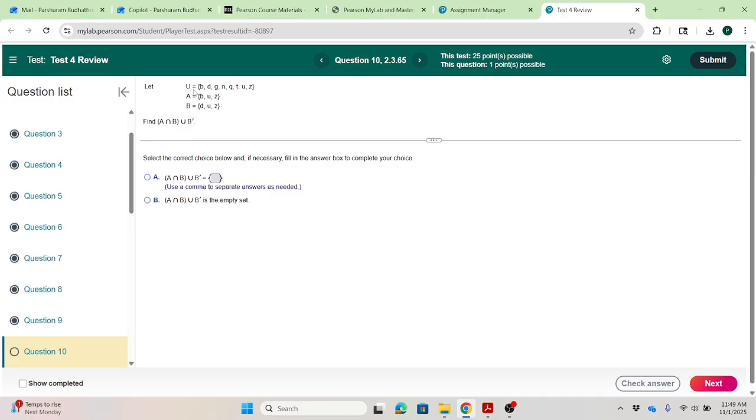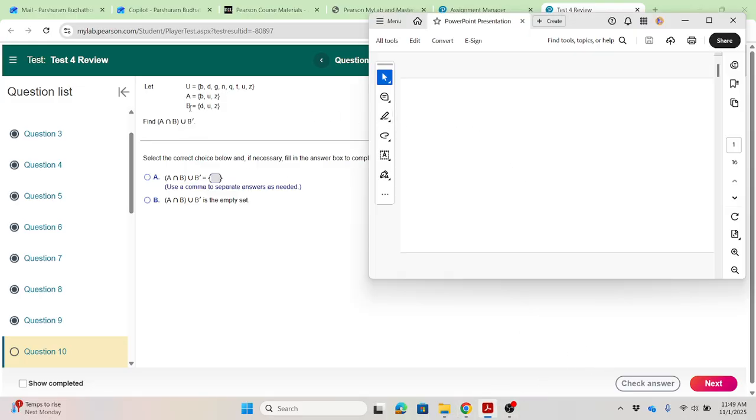Let you have the universal set, this one. A is this one, B is this one. Find the intersection of A and B and then the union with B prime. Keep in mind, B prime means everything outside B. A intersection B means common. The common between A and B are U and Z, and then you want to find the union with B prime.